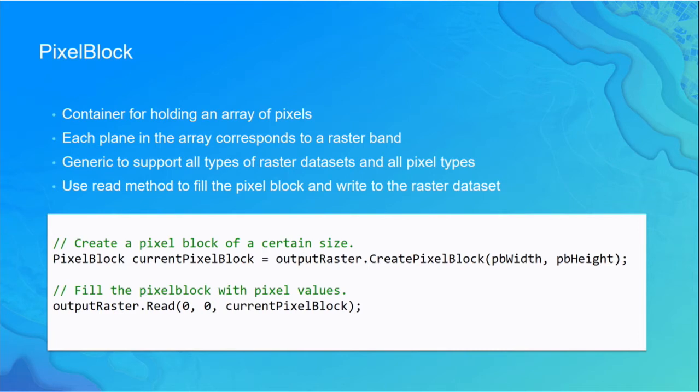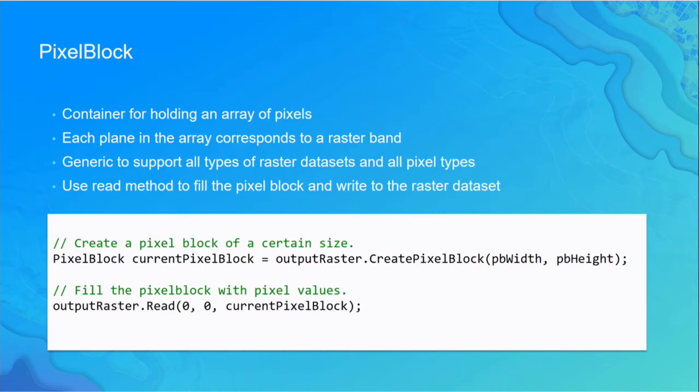The pixel block sometimes can get a little bit confusing because essentially it is just a generic container for all types of raster datasets and all kinds of pixel types. So it can contain anything from 1-bit to 32-bit floating point, unsigned chars, signed chars, whatever we are supporting as the pixel type.